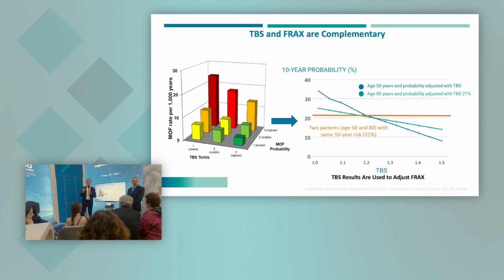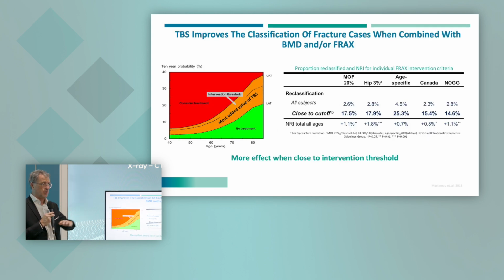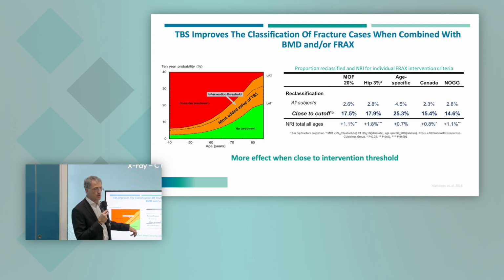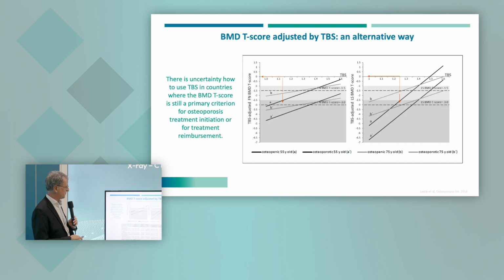So you start to leverage the structure and the density to better fine-tune and characterize the level of risk of your patients. So does it work on all types of patients? The answer is, obviously, no. If you have a very low probability, the TBS will not reverse things. But if you're focusing around the intervention threshold, then you can have an impact on almost one patient out of four, meaning 25% of the patients, which starts to be substantial.